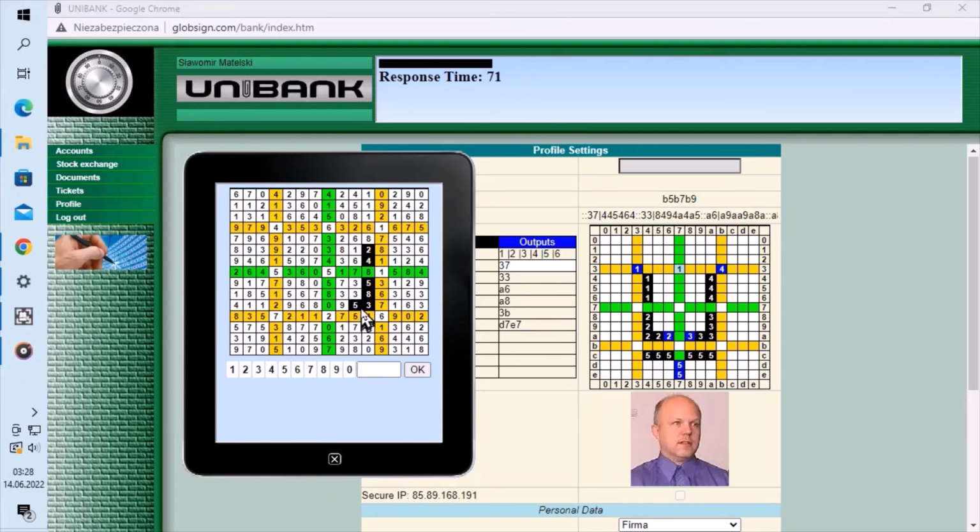Five plus 4 is 9. 3 plus 4 is 7. 8 plus 4 is 12, modulo 10 is 2. 5 plus 4 is 9. 4 plus 4 is 8. 2 plus 4 is 6.